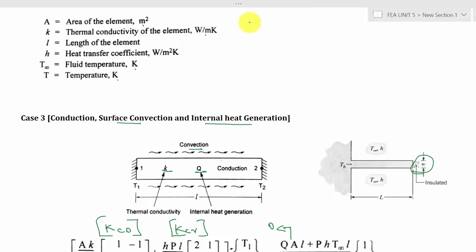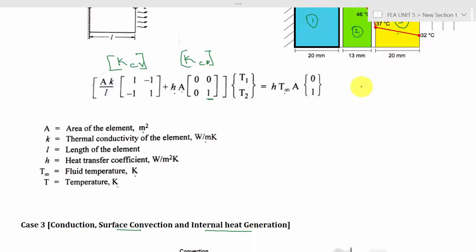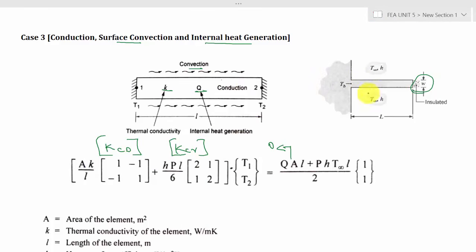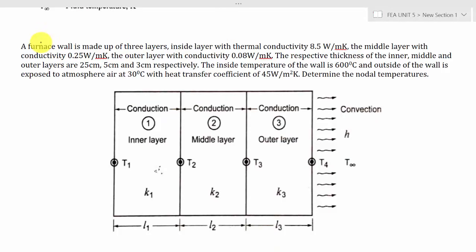In problems we'll have two types. One is the composite wall problems, which consist of two cases. Case 1 is only conduction, for example elements 1 and 2, and for element 3 it is conduction plus end convection. So this is for composite wall problems. The second type of problem is the fin problem. In case of fin problems you will have surface convection throughout the section, so you can refer to case 3 for fin problems. You have to identify whether it is case 1, case 2 or case 3. So this is the first problem.